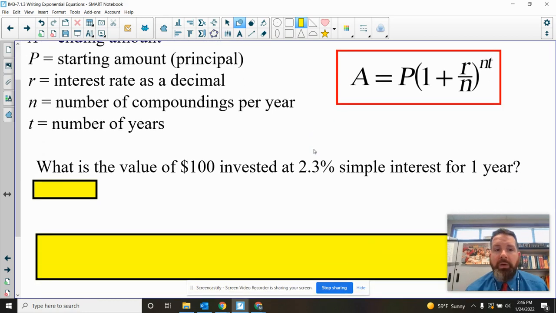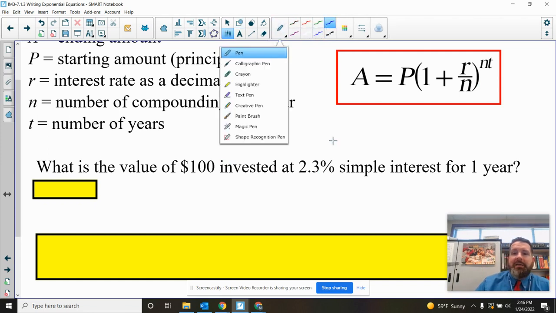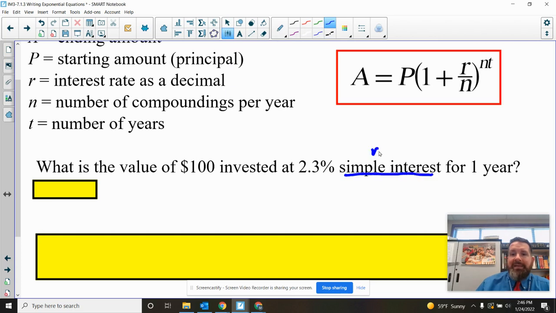Here we go. Question 1, what's the value of $100 if you invested at 2.3% simple interest for a year? Simple interest just means there's no compounding. So you're getting your interest just one time a year. So when you see that, it means that your N is just one compounding per year. Okay, let's put in the numbers and see what happens. I don't know how much money I end with. I do know how much money I started with. The interest rate as a decimal is going to be 0.023. 1 compounding per year for 1 year.